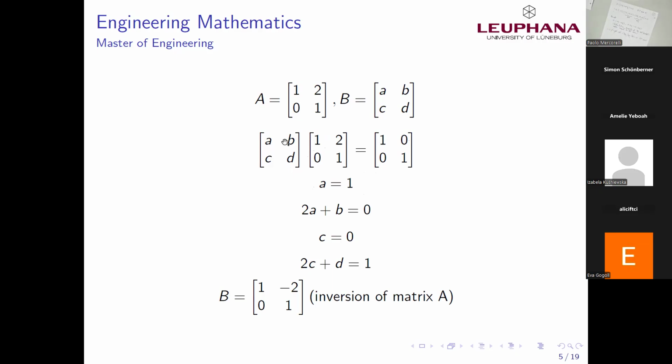Then, second element. This row multiplies this column. This means 2 multiply a plus b, because a multiply 2, to be precise, plus b multiply 1 must be equal to 0. We can see this expression, this condition. Then I have the second row to be considered. c multiply 1 plus d multiply 0 equals 0. This means c equals 0.